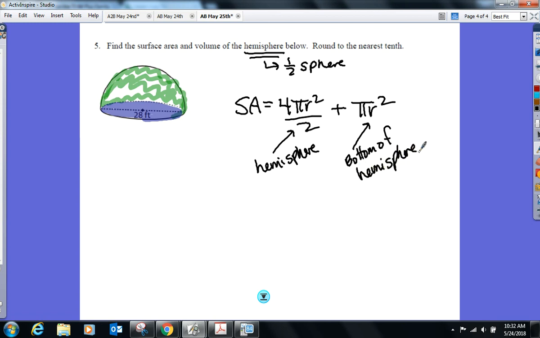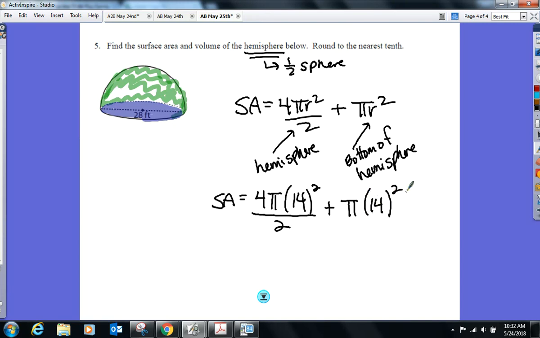So please watch out that when finding the volume, or excuse me, the surface area of a hemisphere. Volume, I don't need to worry about it. Okay, so the surface area, here we go, 4 pi, diameter is 28, so that's going to be 14 squared, divided by 2, because it's a hemisphere, not a full sphere, plus pi times 14 squared, the bottom of the hemisphere. You guys can go ahead and crunch those numbers, pause the video if you need to. Surface area, 1,847.3 square feet.